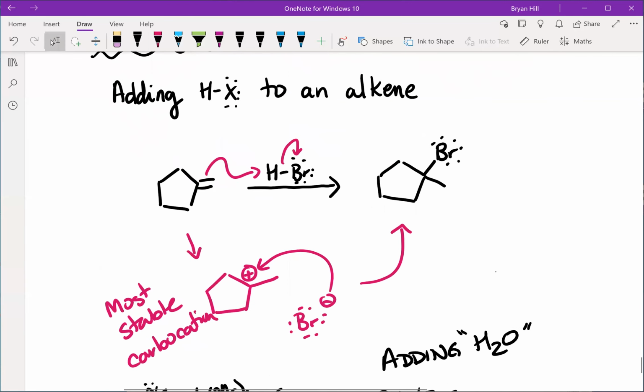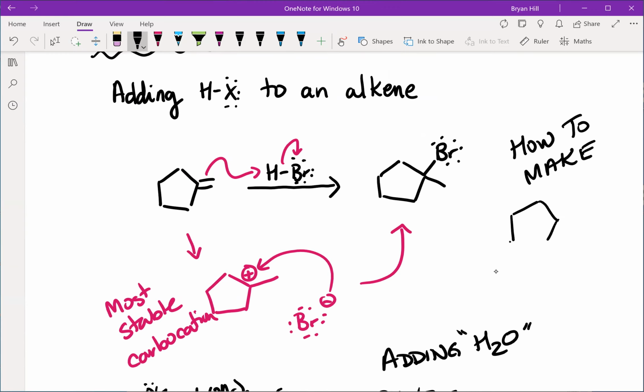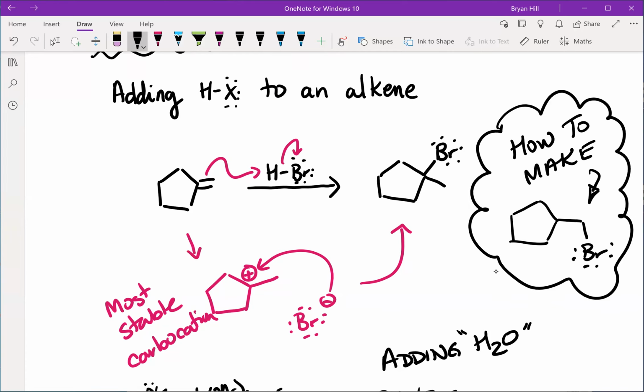But we haven't seen yet how to make, let's erase this. This is one of the reactions that has been kind of left out of our toolbox as of yet. How to make this. Adding HX across a double bond in which anti-Markovnikov, so the rich don't get richer. The rich get the Br and the poor get the money. So we haven't done this as of yet. So what we're going to do today is talk about how to do this particular type of reaction.